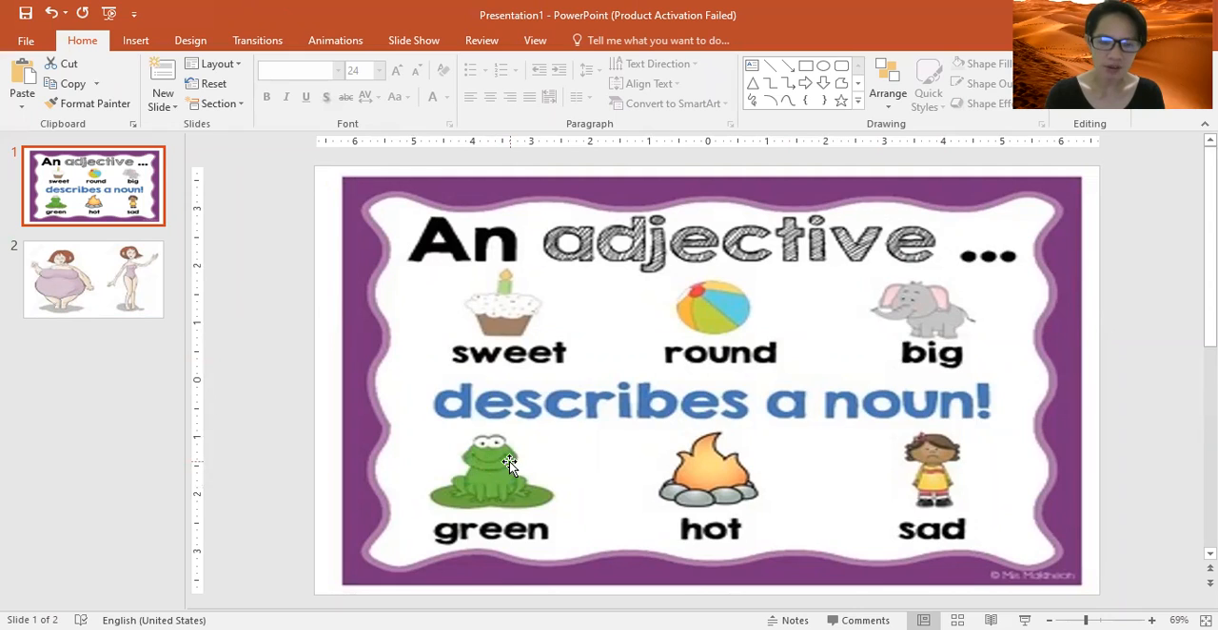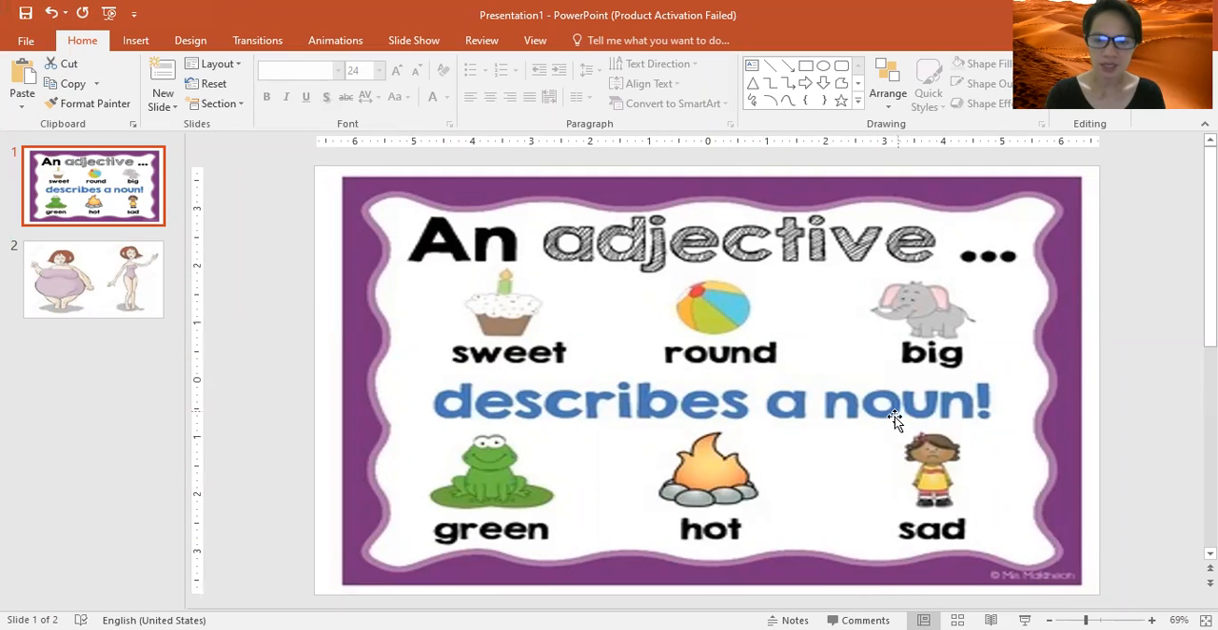Next object, frog. Frog, okay, so the word here is green, green frog. The word green describes the frog. That's why the green is an adjective. Fire, fire. The word hot here, okay. The word here is hot. It describes the fire. Hot fire. So hot is an adjective.